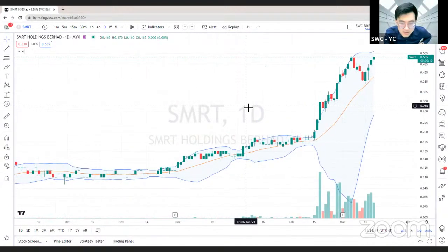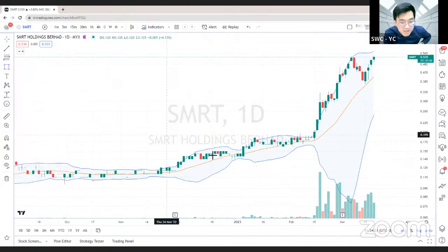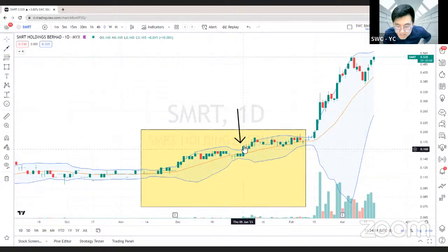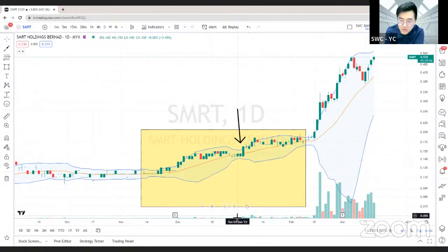Then you see here, like I mentioned just now, very easy. You see this part. Is it a Bollinger Band breakout? Yes, but no volume. The volume is little. You can trade also, but the volume is not that active.